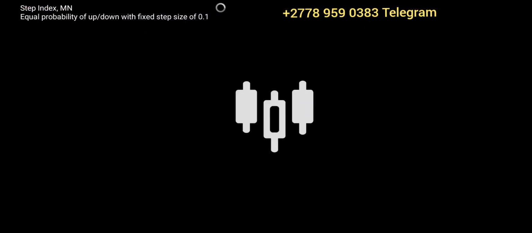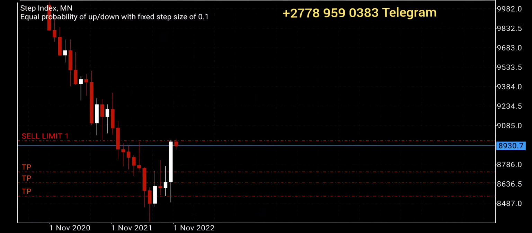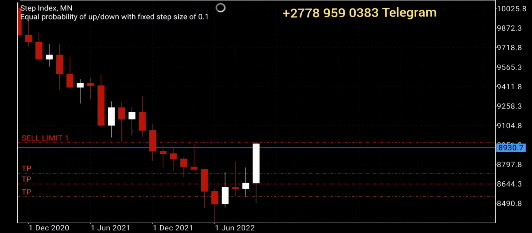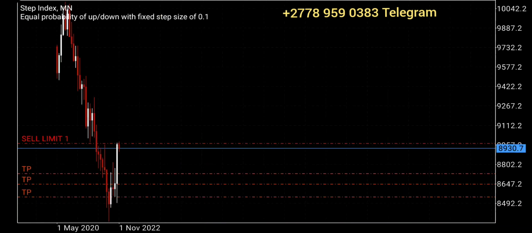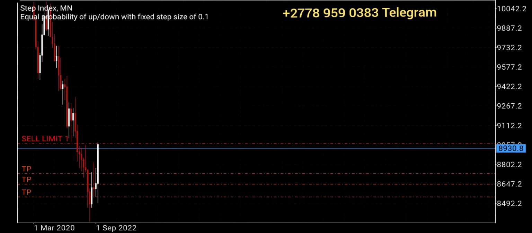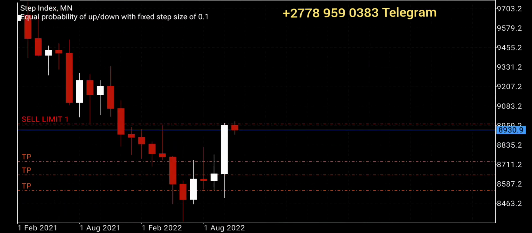So let's get started. Normally how we do things here is that we always start with the highest time frame and then we work our way down until we get to the point where we are going to be taking our trades, or basically until we get to our execution time frame. So this is how our monthly chart looks.